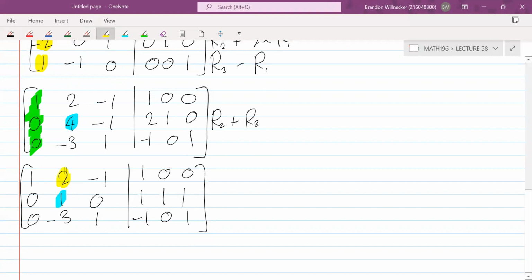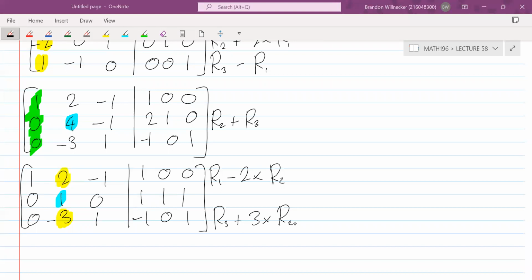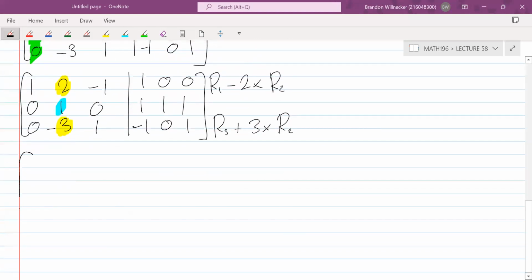Now the other two elements, the one at the top and the one at the bottom, we need those to be zeros. So what we can do is take row 1 minus 2 times row 2. Then the 2 minus the 2 will give us a 0, which is what we want. And for the last row, we can take row 3 and add 3 times row 2. Because then the minus 3 plus the 3 will give us a 0, which is what we want. So let's perform those two operations.